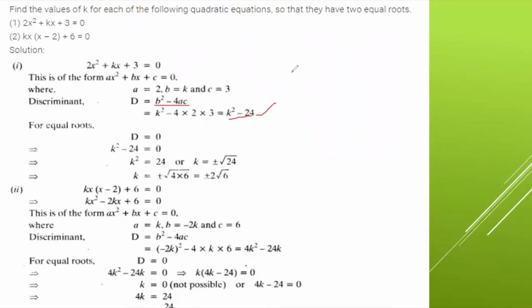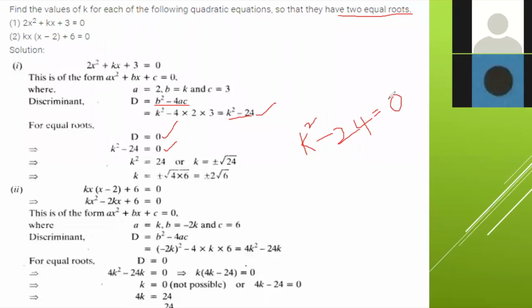So in the question they only gave you 2 equal roots. That means capital D is equal to 0. That means b square minus 4ac equal to 0. Yes? Yes, sir. You have to equalize, because k square minus 24 is equal to 0. Is it clear? Yes, sir. So minus 24, if you transpose, it will come plus 24. This is that step.